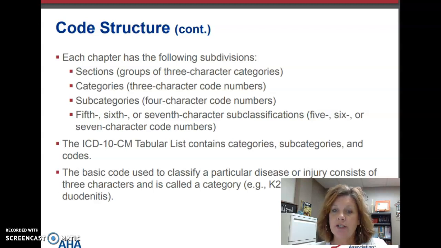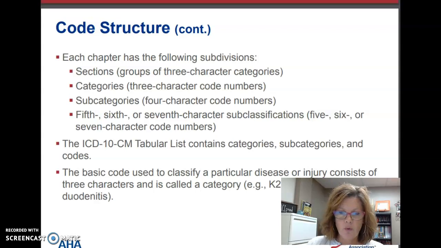So if you look into your tabular, you will see groups of 3 character categories. You will see code numbers. You will see 4 character code numbers and subclassifications. So what you're going to do now is pause, get your book, and we're going to go over a few of these.